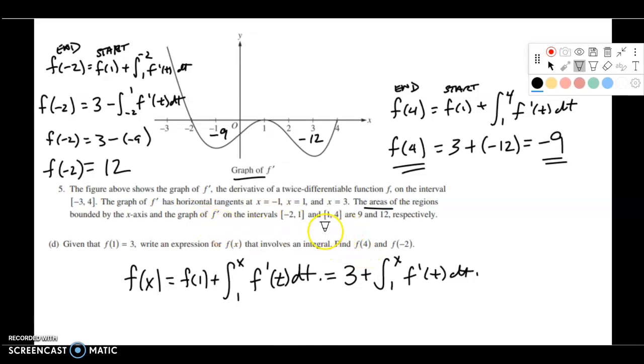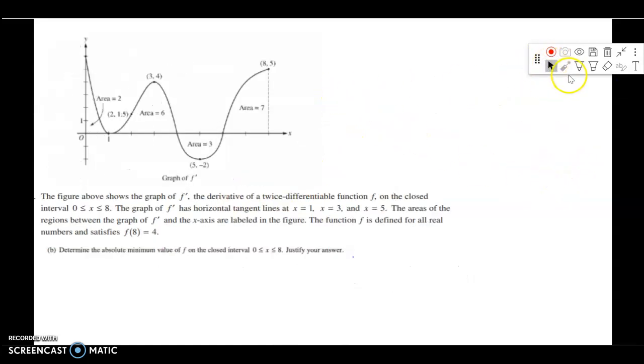And there are 3 questions. You'd have to answer all 3 to get full credit. Okay, let's try another one here, the next one. All right, so now, same idea.